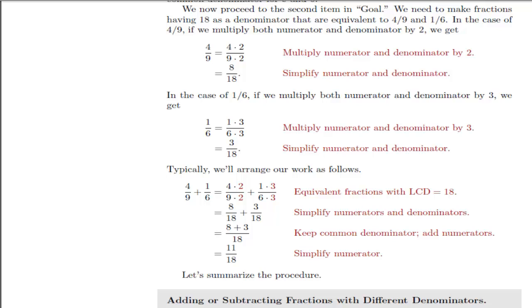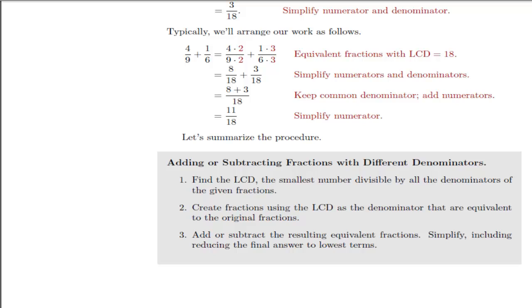Now we have two fractions with a common denominator, so we'll add the numerators, 8 plus 3 to get 11, and the result is 11/18. Let's summarize the procedure for adding or subtracting fractions with different denominators. First, find the LCD, or least common denominator, which is the smallest number divisible by all the denominators of the given fractions.